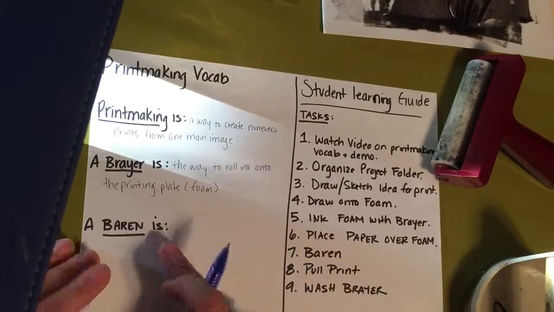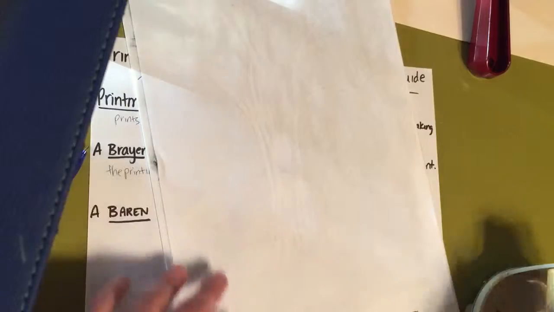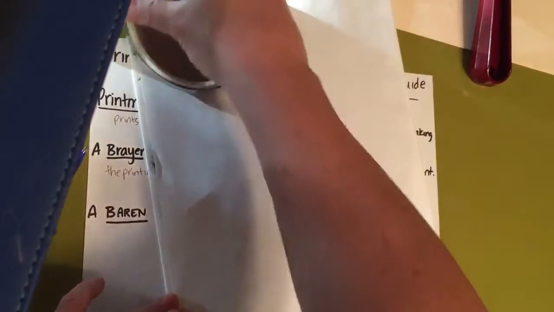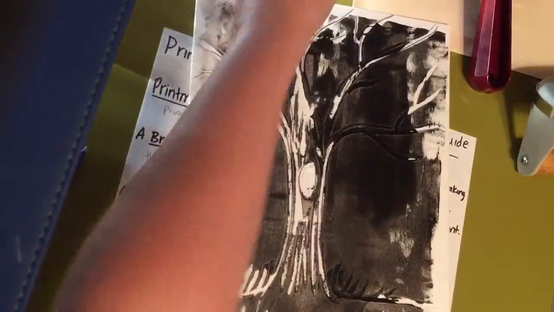Next, we have barren. Once you've inked your printing plate like this, you place a piece of paper on top of it like this, and you take a barren, which has a flat side and a handle, and you just move it around all over your paper. You want the paper to come into contact with that printing plate as well as you can have it. You want to rub it around. You don't want to be too ferocious with it. And then when you pull your print away, you can see that the ink has taken to the paper.